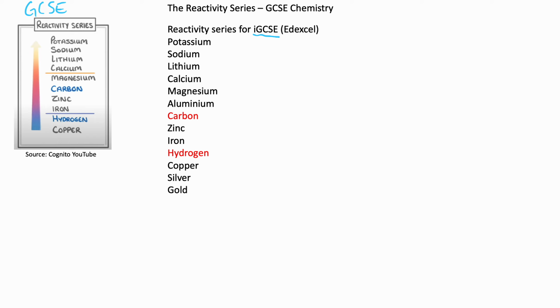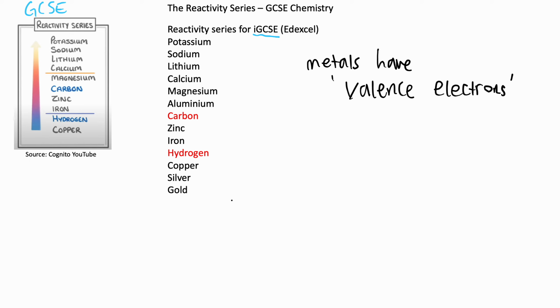So, metals, let's do some background information. Metals have electrons in their outermost shell, right? We call them valence electrons. You've probably heard of this term before. It's basically just electrons in the outermost shell of the atom. Valence electrons. And metals want to get rid of these.